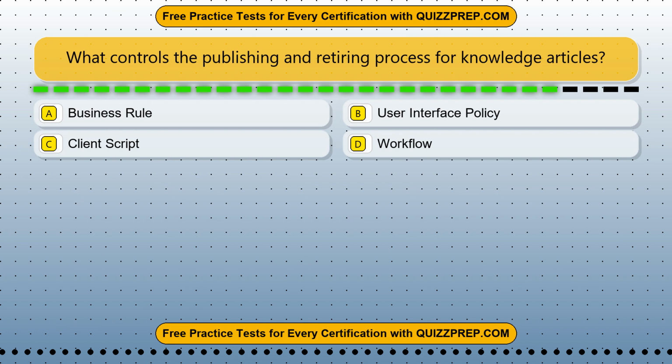Question 9. What controls the publishing and retiring process for knowledge articles? Option A. Business rule. Option B. User interface policy. Option C. Client script. Option D. Workflow.